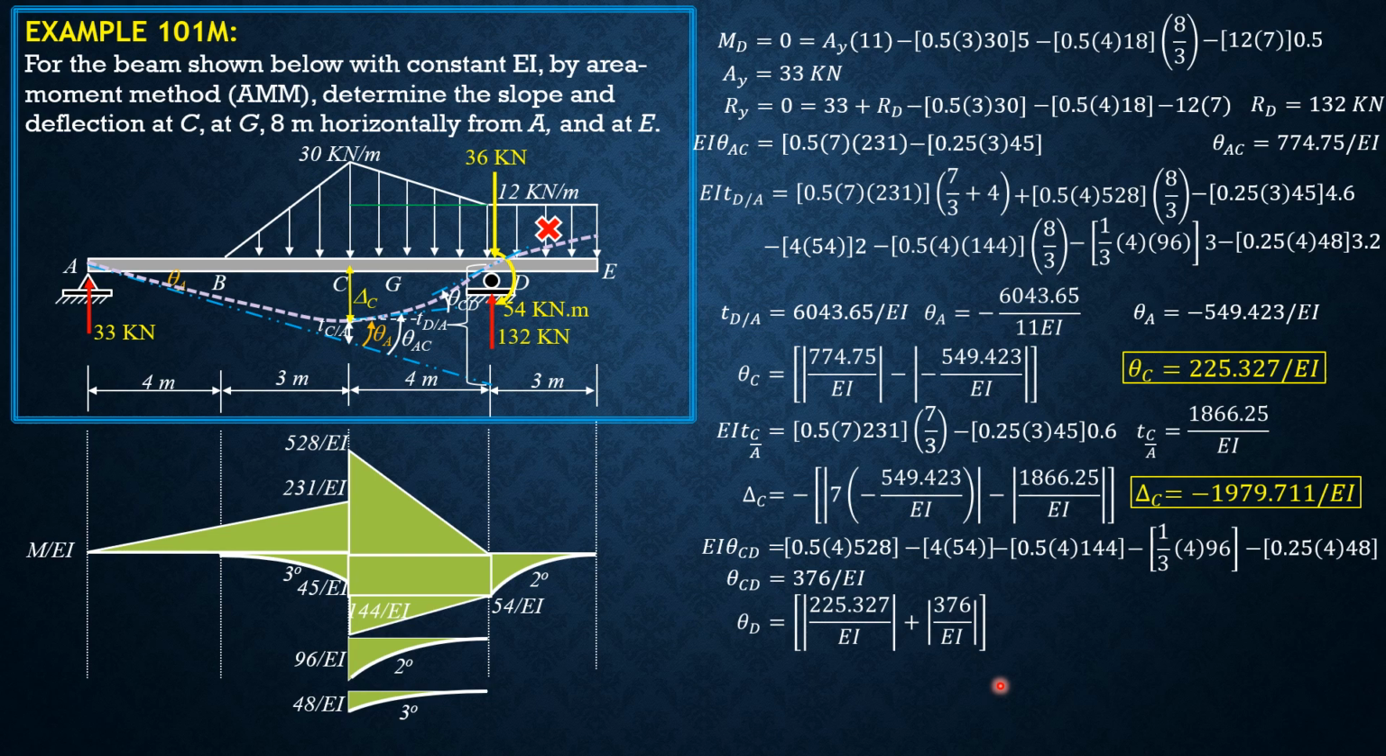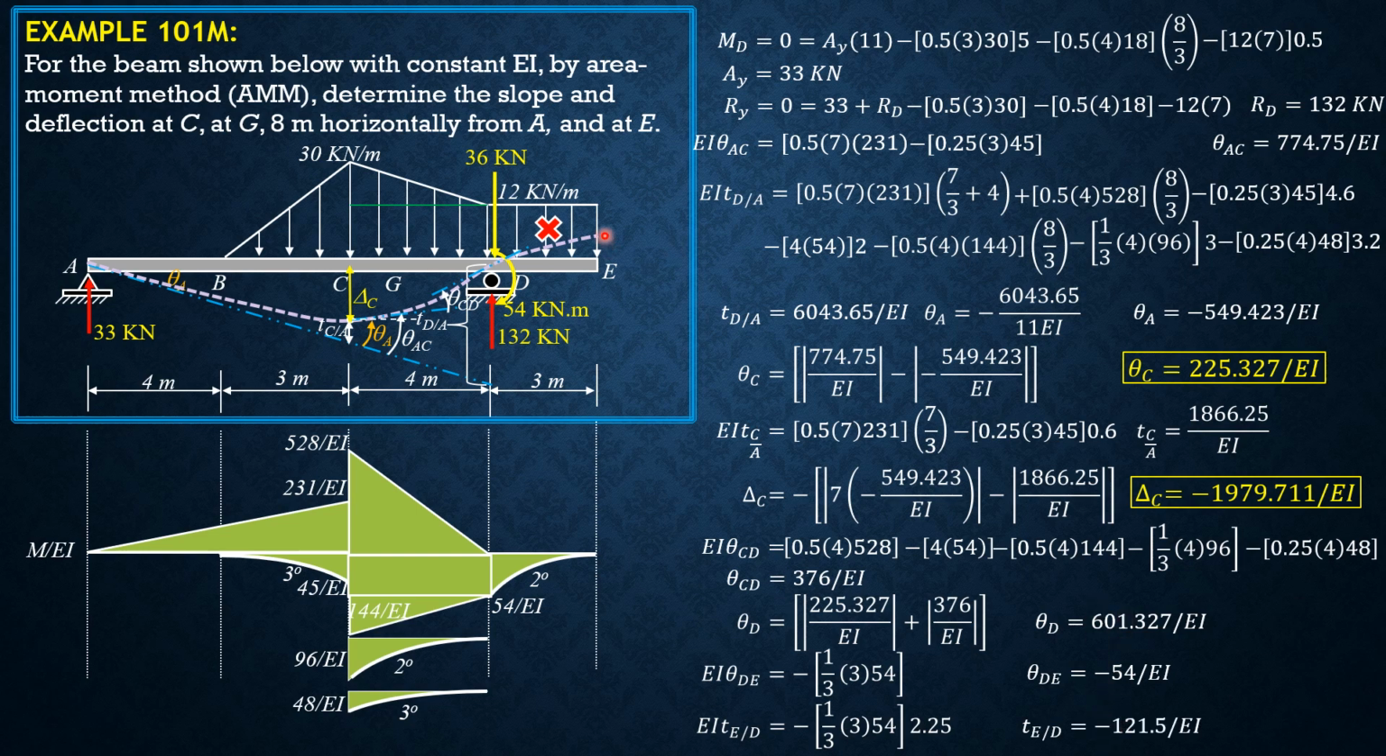So next, let's compute EI theta DE. It is this area here, negative 1/3 second degree of 3 times 54. So it is negative 54 over EI. Meaning from the tangent at D to tangent at E, the rotation is clockwise because that's negative. So EI deviation of E relative to the tangent at D is area times the moment arm. The distance from centroid to the vertical leg is 3 over 4, 0.75, because this is second degree. So its distance from E is 3 minus 0.75, that's why we have 2.25. So it is equal to negative 121.5 over EI.